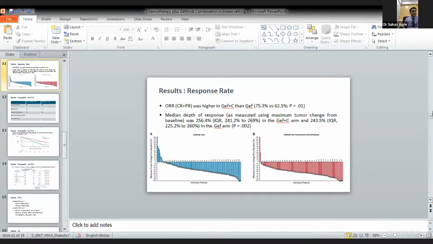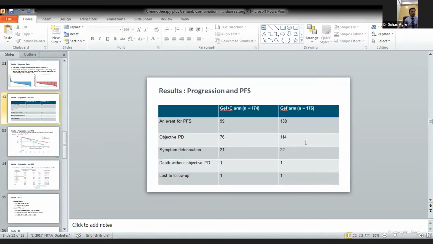So coming towards the overall response rate, it was quite high in the gefitinib plus chemo than the gefitinib, which was 62 versus almost touching 76%. And the median depth of response was also very high. We can see almost 256.4 versus 243% in the gefitinib arm, with a significant p value.